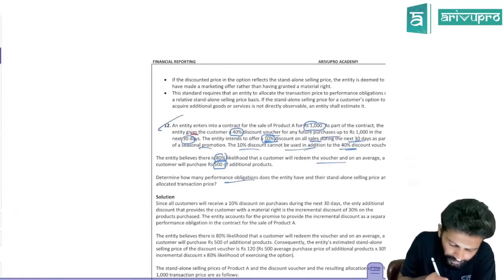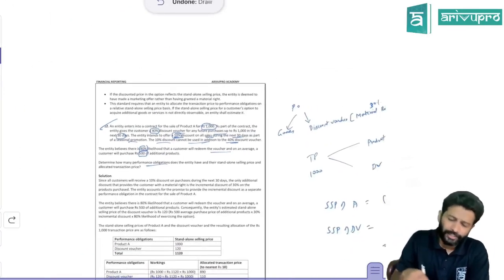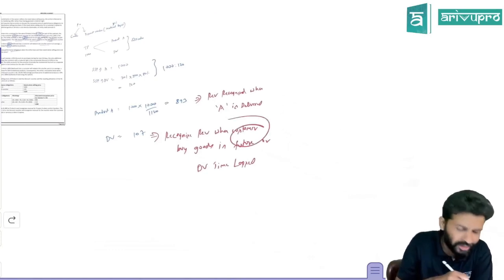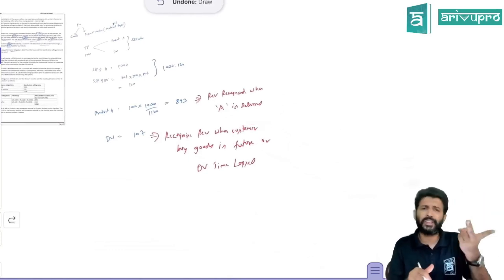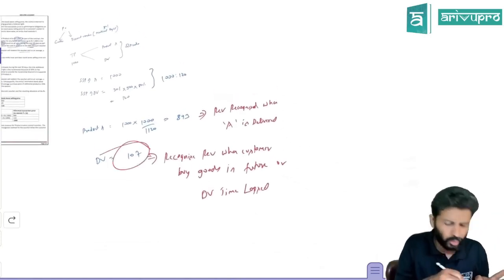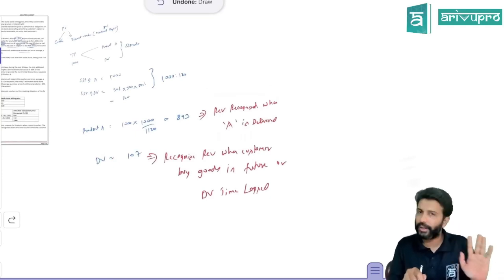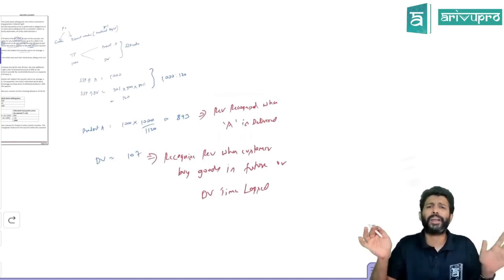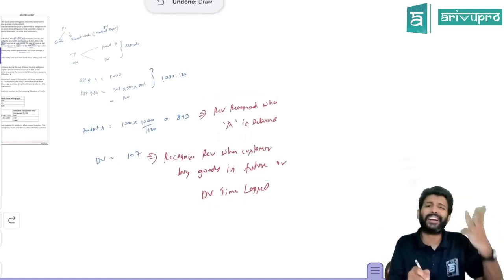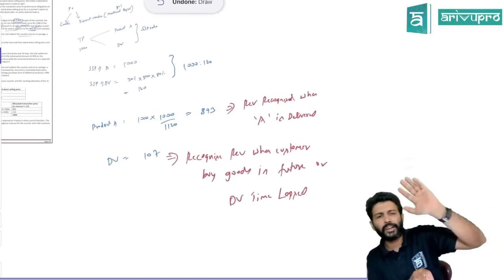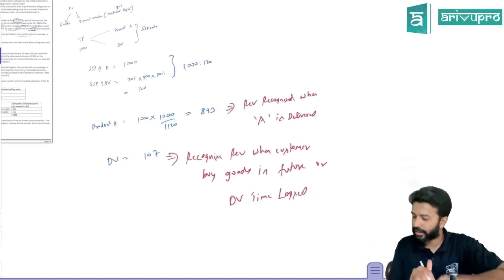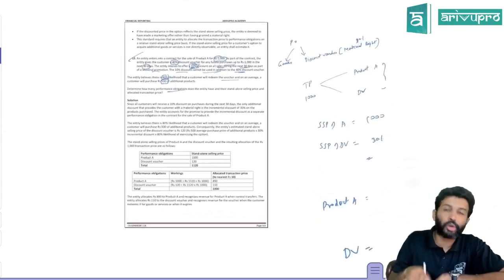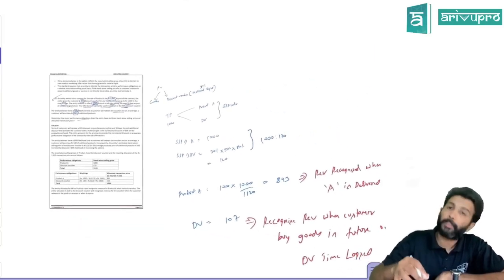I think here we have a time limit of 30 days. So if the customer, let's say, buys the goods within 20 days, then on the 20th day only you can recognize the discount voucher as revenue. Suppose the customer does not buy at all, then the time will automatically lapse at the end of the 30th day. On the 30th day, you can book the discount voucher as revenue. Till then you cannot book. Okay, this was the discount voucher problem.